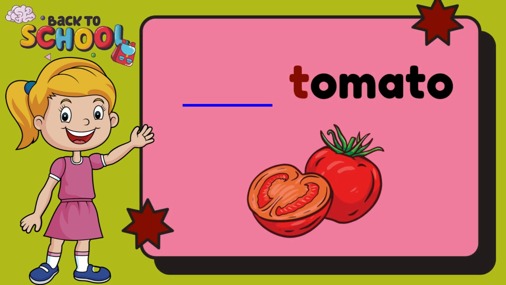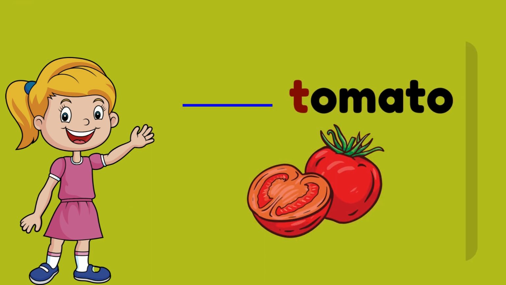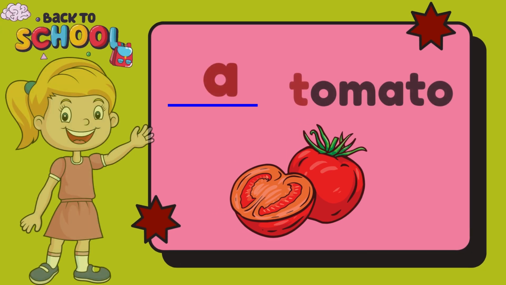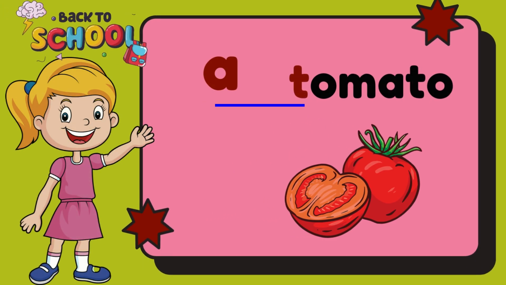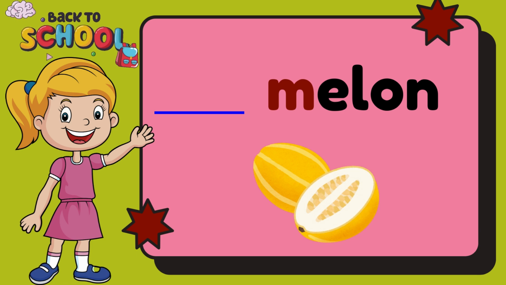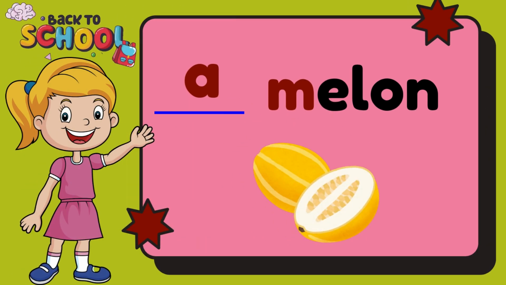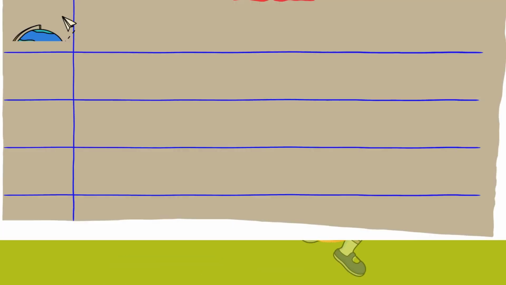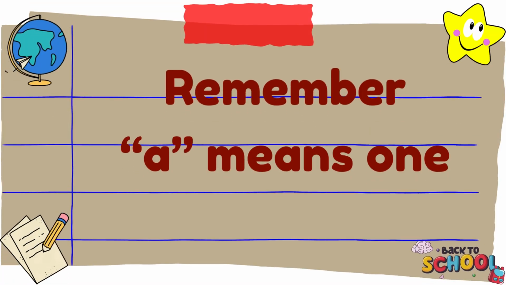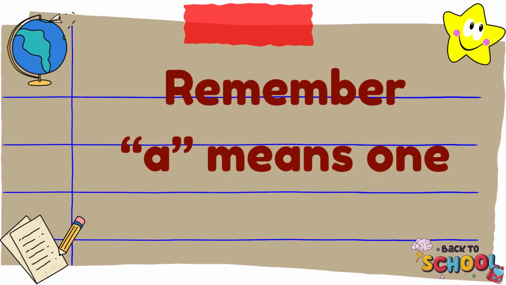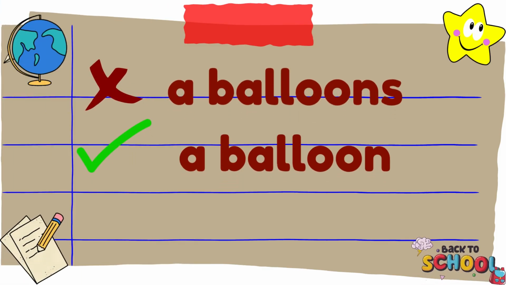The word tomato starts with a consonant, so we say a tomato. The word melon starts with a consonant, so we say a melon. Remember that a means one, so we don't say a balloons, we say a balloon.